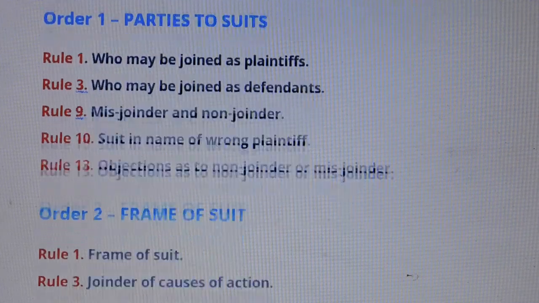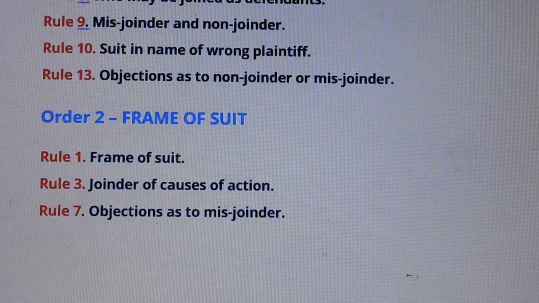Order number 2, frame of suit. अब फ्रेम ऑफ सूट इस ऑर्डर में के हम इम्पोर्टेंट रूल जानेंगे. रूल 1 फ्रेम ऑफ सूट. रूल 3 जॉइंडर ऑफ कॉजेस ऑफ एक्शन. रूल 7 ऑब्जेक्शंस एज टू मिसजॉइंडर.